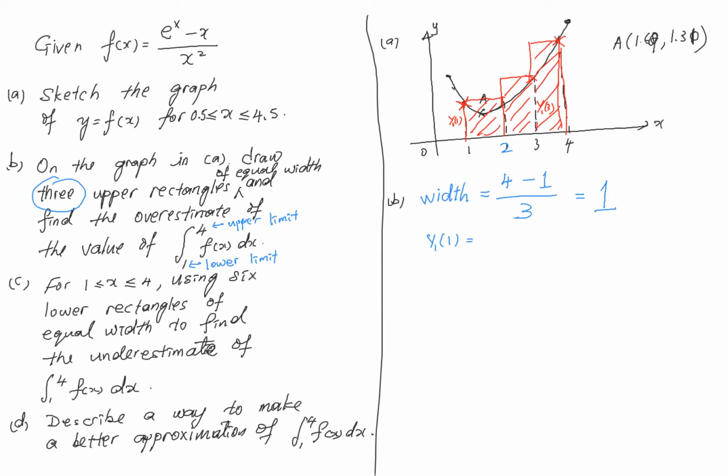So what we need to do is, whenever we do this calculation, we tell the examiner that our fx is equal to y, x. Understand? So therefore, the overestimate, or the sum of all the upper rectangles, will be equal to the width, which is 1 unit, times the sum of all the heights, because all the rectangles have equal width.